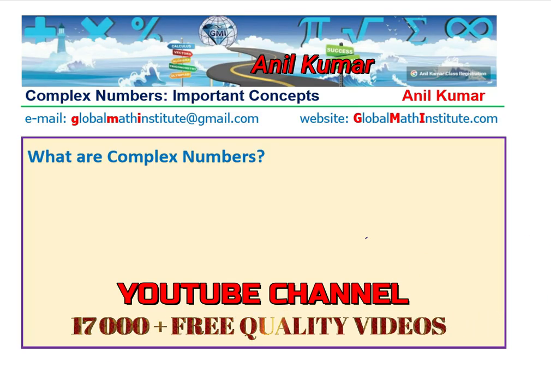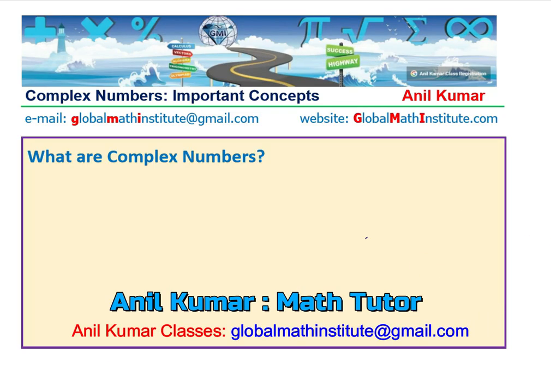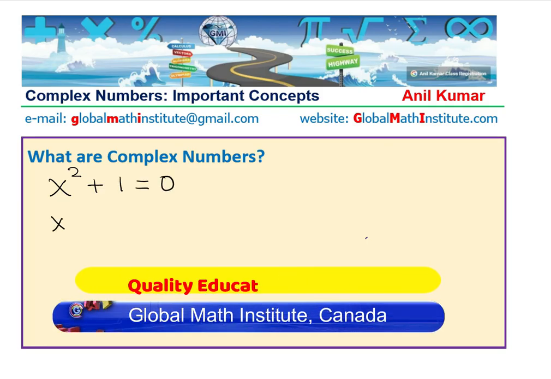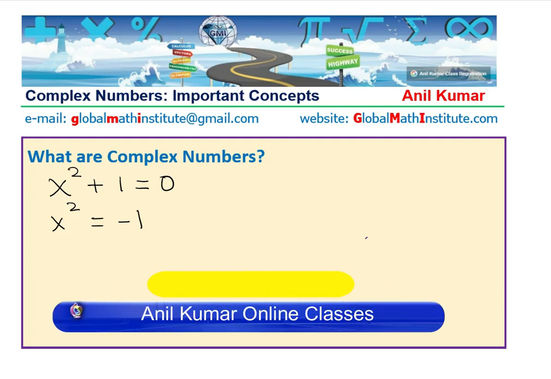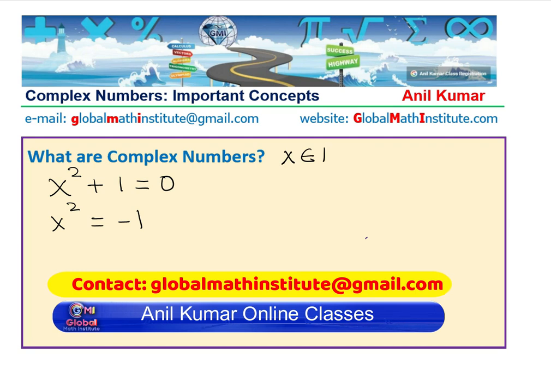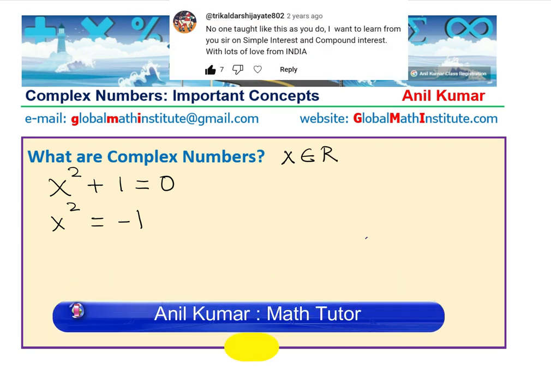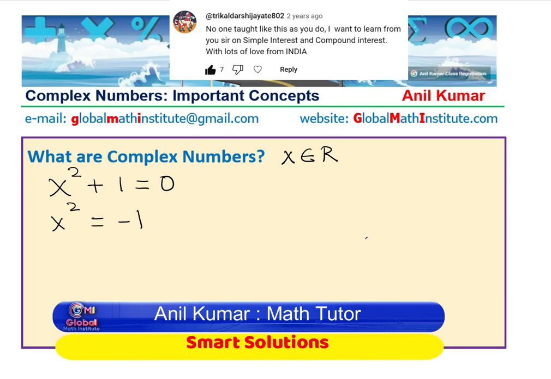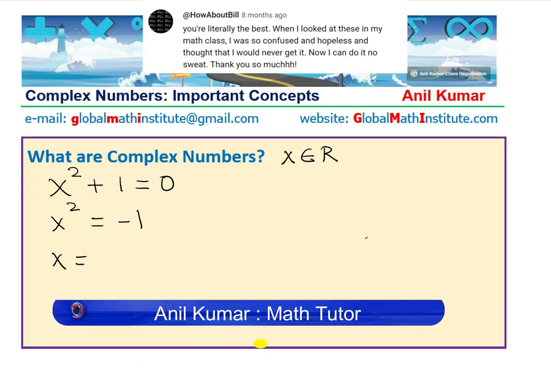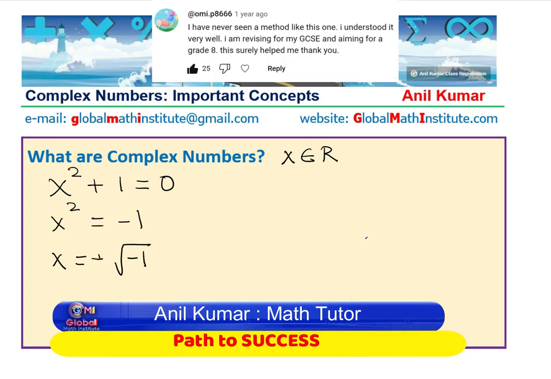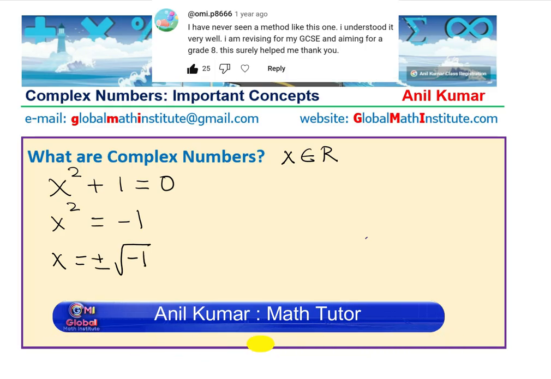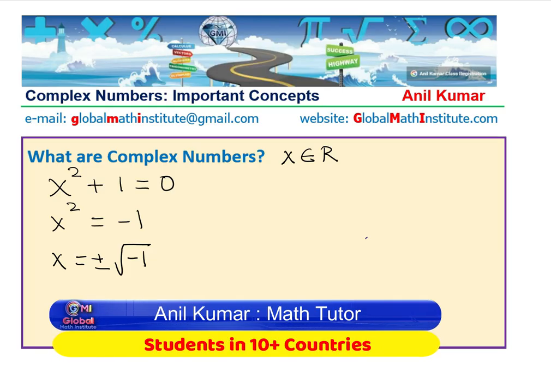So let us explore what are complex numbers. Well, when we were solving equations like x squared plus 1 equals 0, we end up with x squared equals minus 1. Now, this equation was being solved where x belongs to the set of real numbers. And in real numbers, if you square a number, you always get a positive number. And therefore, x equals square root of minus 1 with plus or minus sign, there should be two roots, is not valid, right? So we say for this equation, we have no real solution.